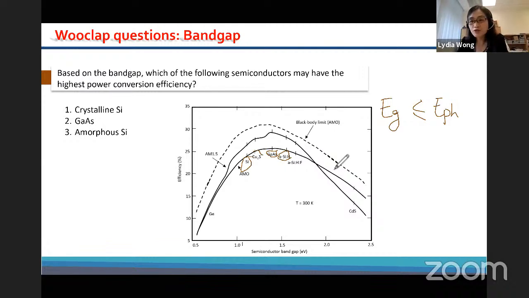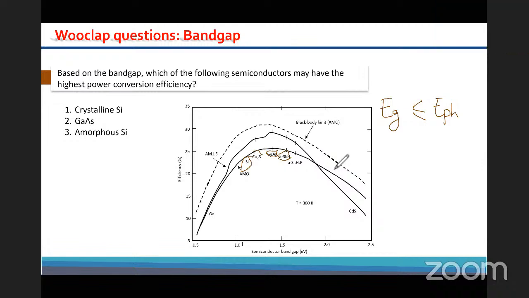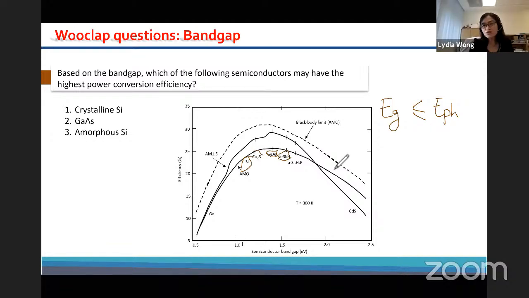Is the question clear? Do you need me to explain again? No, Prof. It was really clear. Okay. So what you need to ask yourself is the following. Does a lower band gap solar cell absorb more or less? The lower the band gap, does it absorb more or less?